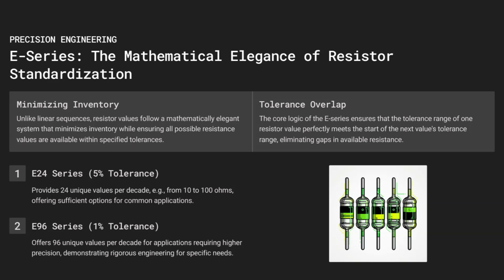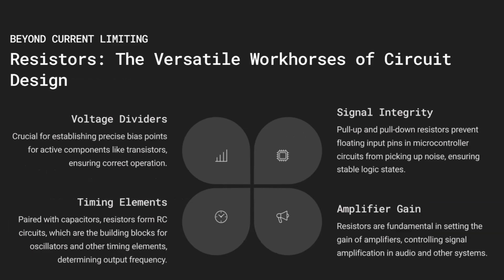Okay, moving beyond just simple current limiting, resistors are absolutely essential for creating more complex circuit functions, like a voltage divider. Yes, which is key for providing the precise bias point that active components, like transistors, need to operate correctly. They're also critical for signal integrity, using pull-up and pull-down resistors in microcontroller circuits. This is a big one. When an input pin is floating, not actively connected to a voltage, it basically acts like a tiny little dangling antenna. And it picks up random electrical noise, causing all sorts of chaos.